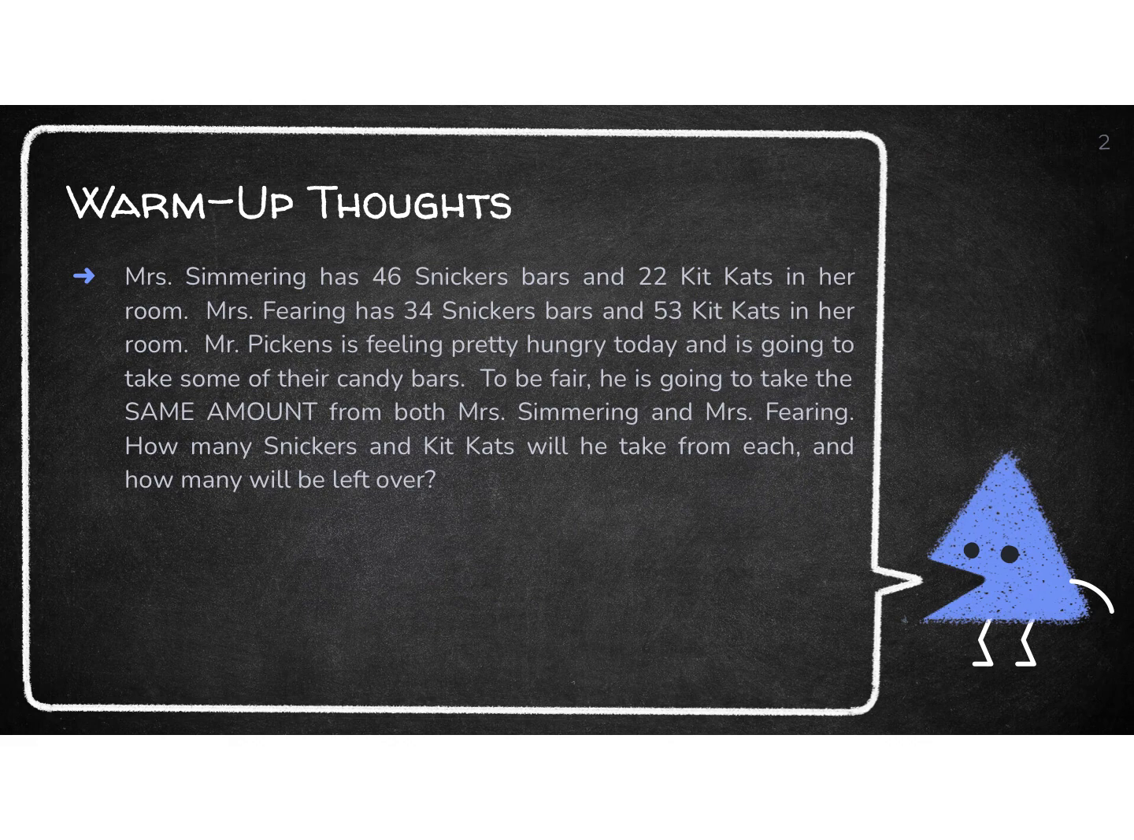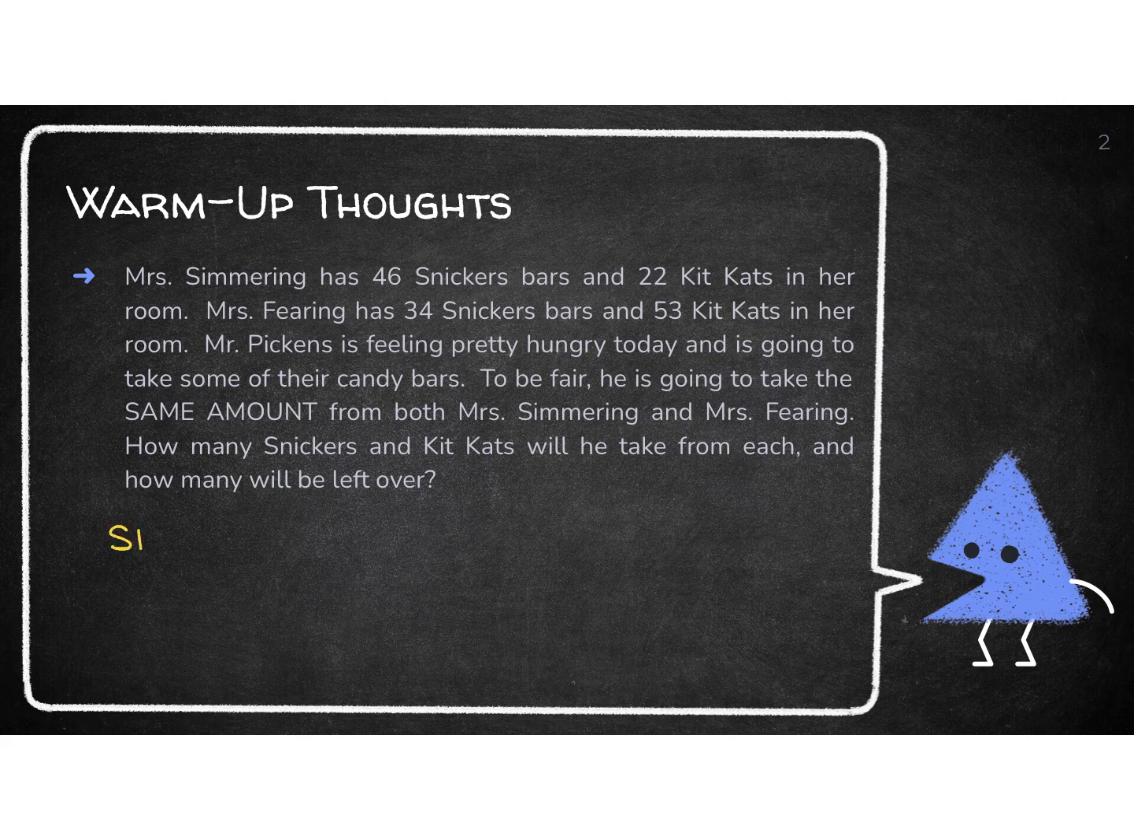Miss Cimarine has 46 Snickers bars and 22 Kit Kats in her room. Miss Fearing has 34 Snickers bars and 53 Kit Kats in her room. Pickens is feeling pretty hungry today. He's going to take some of their candy. To be fair, he's going to take the same amount from Cimarine and Fearing. We want to know how many Snickers and how many Kit Kats he's going to be able to take.